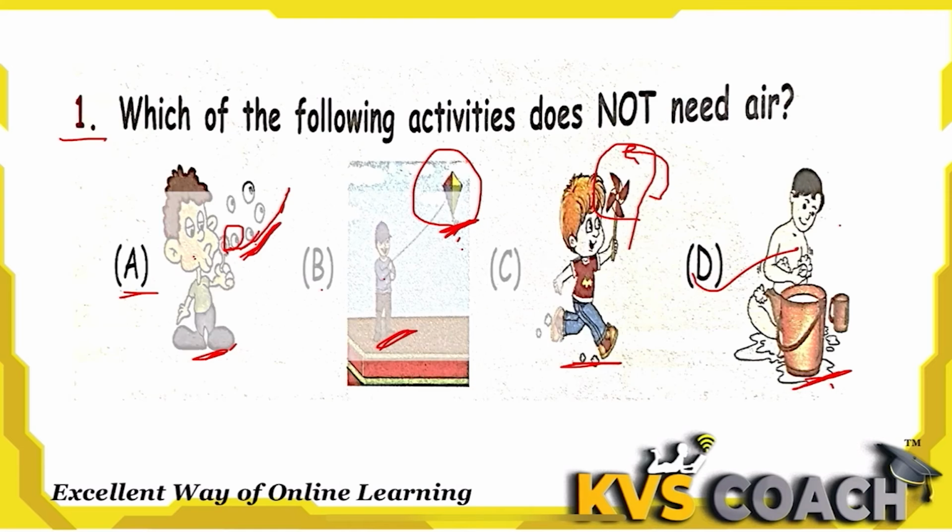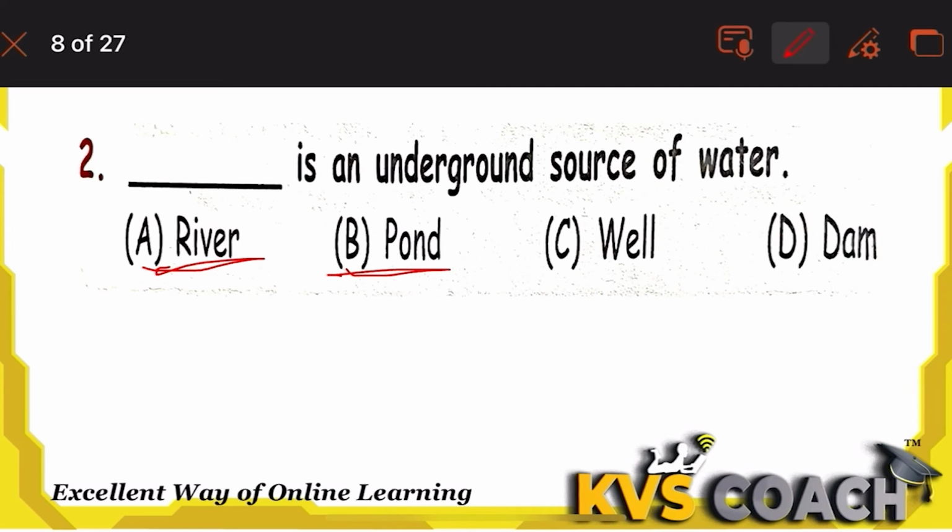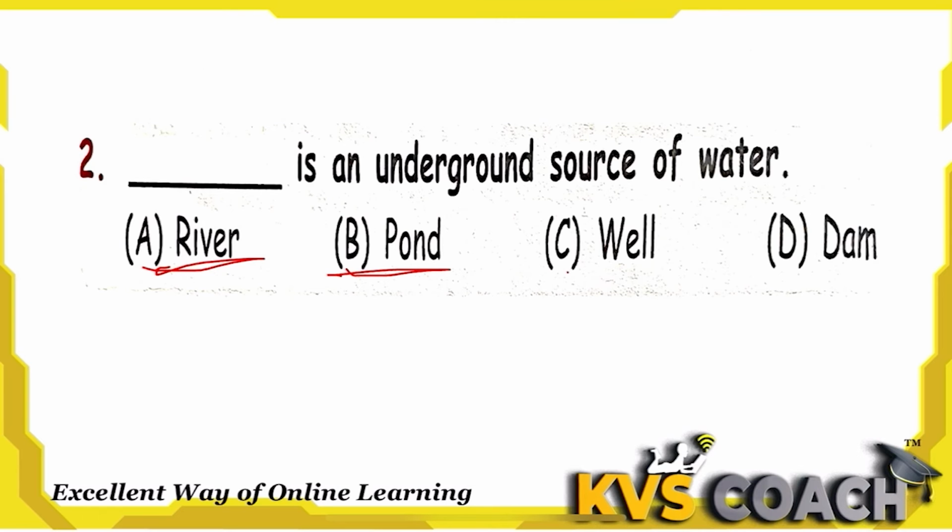Next question is: which is an underground source of water? C, well, they are underground. Wells are an underground source of water, and a dam is not underground. So option C is the right answer.